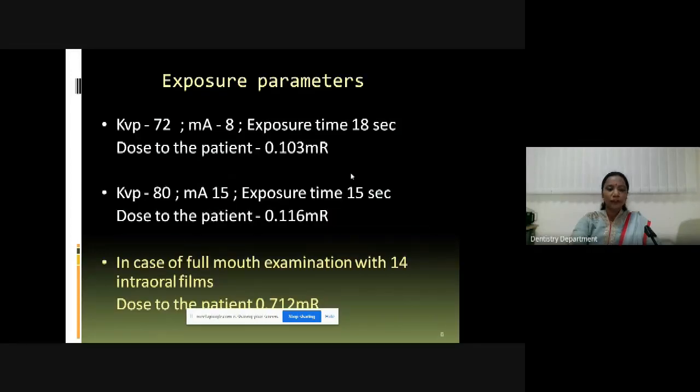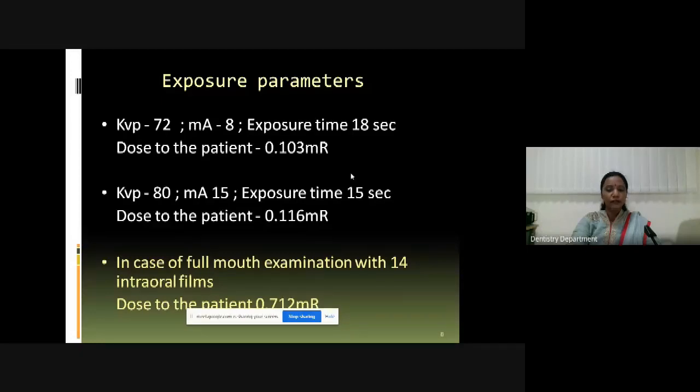So while comparing IOPA and OPG, let's see where the exposure is highest. In the OPG machine, here we have a fully automated setting, that is a kVp setting of 72 and milliampere of 8. The exposure time required is 18 seconds and the dose received by the patient is 0.103 milliroentgens. When we have a kilovoltage peak of 80, the dose received by the patient is 0.116 milliroentgens and the exposure time required is 15 seconds.